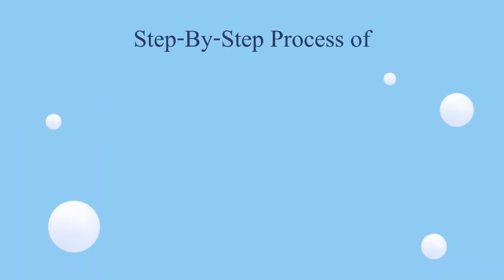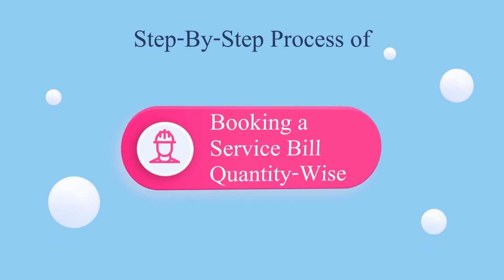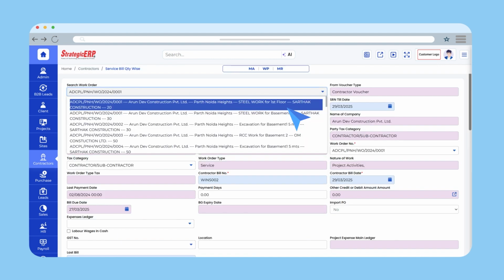Let us understand the step-by-step process of booking a service bill quantity-wise in StrategicERP. To book a service bill, first approve the service received note. Then, navigate to the service bill quantity-wise form under the Contractors Management module and search for the work order number.